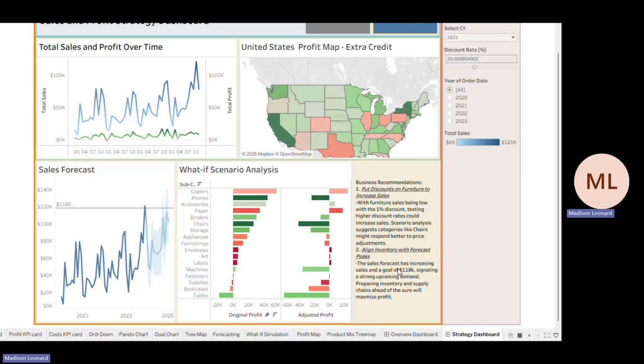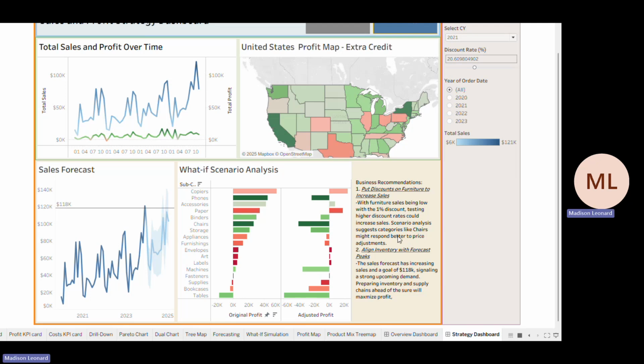I also have our business recommendations in here, which I'm going to read. One of them is to put discounts on furniture to increase sales. Furniture has a pretty low amount of sales, so we can look into things like that. And then align inventory with forecast peaks. So the sales forecast has increased a goal of 118K, which we can see right here, signaling a strong upcoming demand. And I think preparing inventory and supply chains ahead of time will maximize our profit and make sure we can keep up with it.